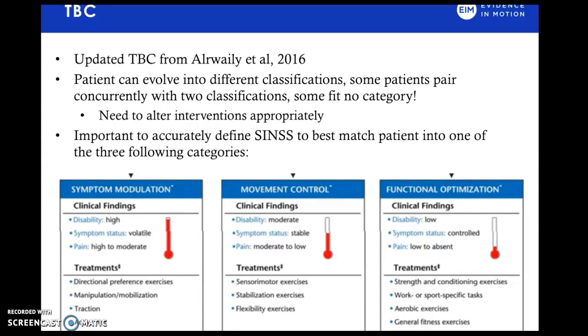The final thing regarding the treatment-based classification, another true strength, is really that it fits very nicely within our system using the SINs. And so, as you're applying this clinically, be thinking about how these different categories, if you will, really tie into concepts of severity, irritability, nature, stage, and stability, which are certainly key aspects to us.